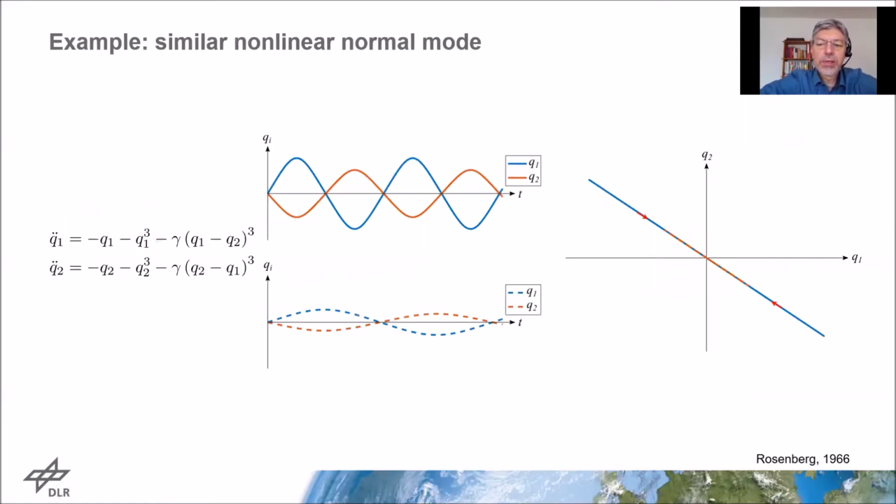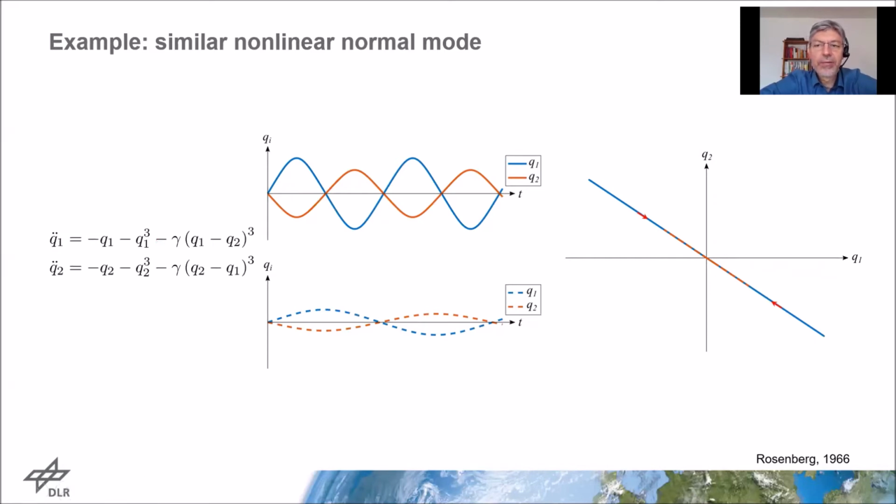Now, it was known also in mechanical engineering since the 60s, due to a very nice work of Rosenberg, that this is the case also for some particular nonlinear systems. So for example, if you take a similar set of masses and springs, but having cubic springs, again, due to some symmetry properties, you will have again a straight line in configuration space, which is invariant. And this is what Rosenberg called similar normal modes.